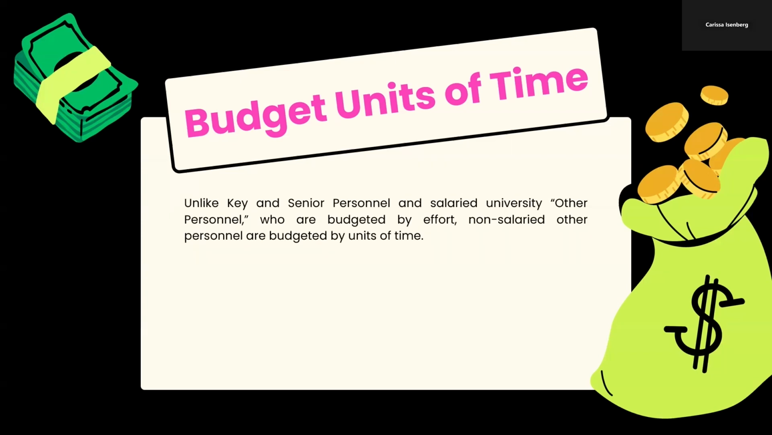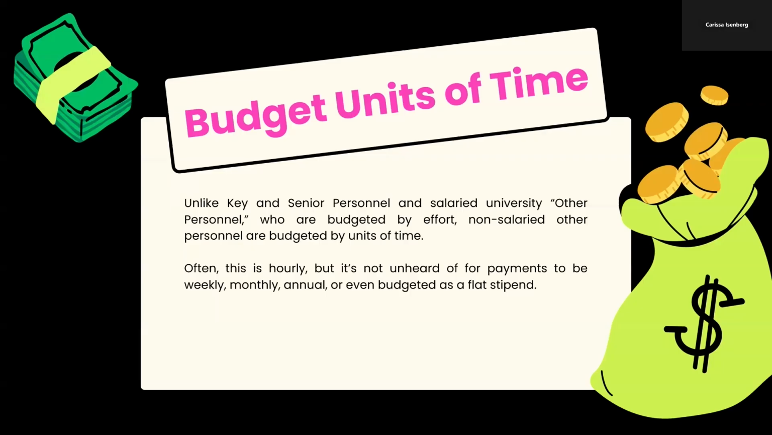When salaried individuals commit time to a grant, it is expressed as a proportion of their salary, whereas for non-salaried personnel, it's expressed hourly or weekly or monthly or by semester. So it's important to make sure that they're in the correct place in the budget so that it's calculating appropriately. Typically, people are paid hourly if they are not salaried, but there are instances where it may be appropriate to mark it as weekly, monthly, annually, or even as a flat stipend.